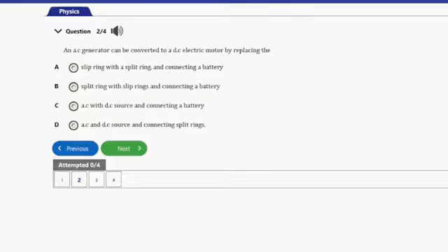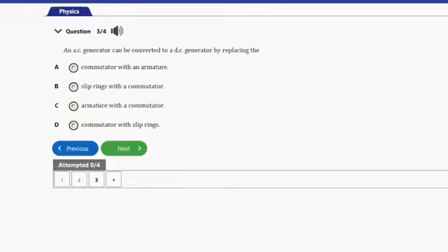So let's go ahead and consider the next question. And that's question number 3 here. It says, an AC generator can be converted to a DC generator by replacing the A, commutator with an armature, B, slip ring with a commutator, C, armature with a commutator, D, commutator with slip rings.